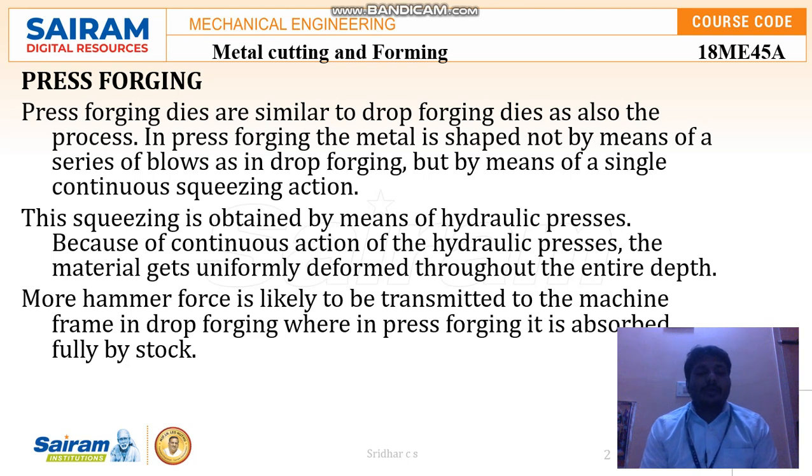In drop forging, more hammering force is transmitted to the machine frame. In press forging, what happens? It is absorbed fully by a stock. So the hammering forces are transmitted to the machine frame in drop forging, whereas in press forging they are absorbed fully by a stock. This is how press forging works compared with die forging.